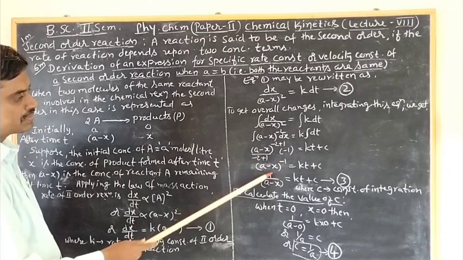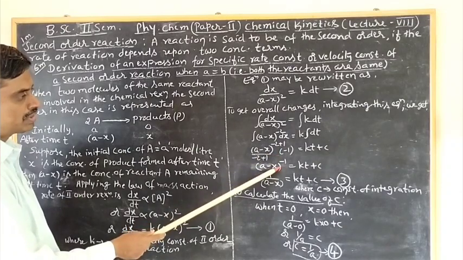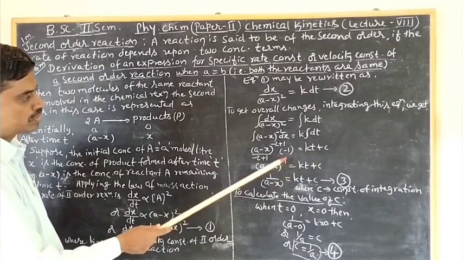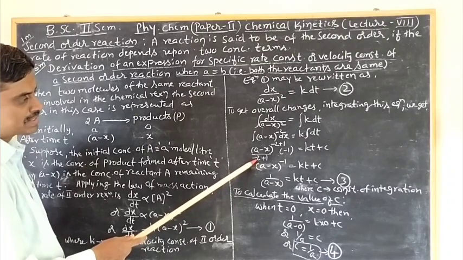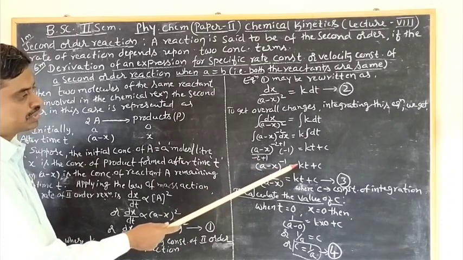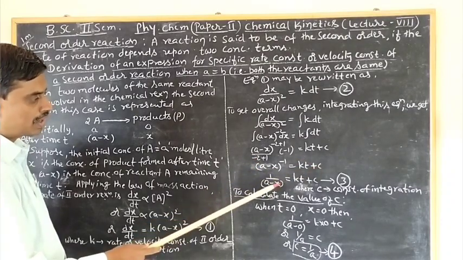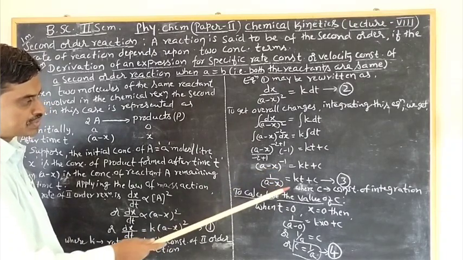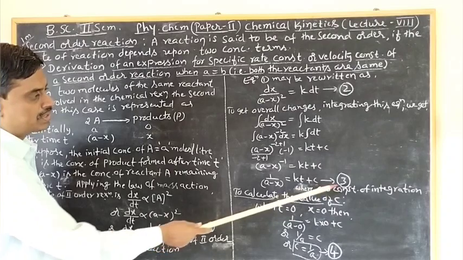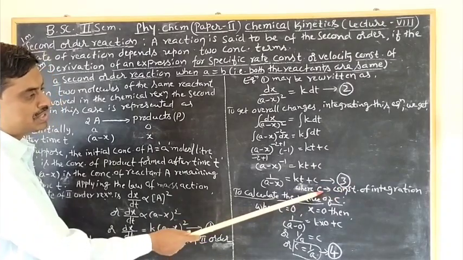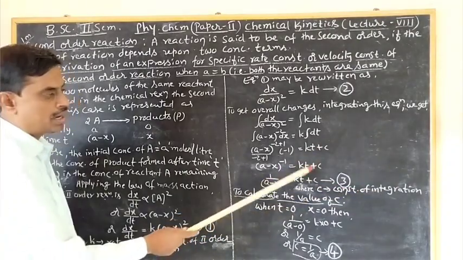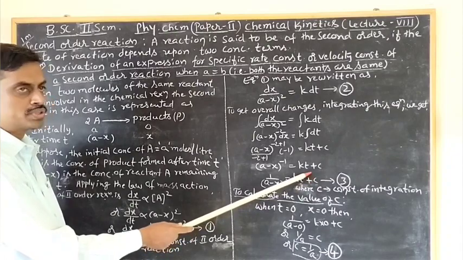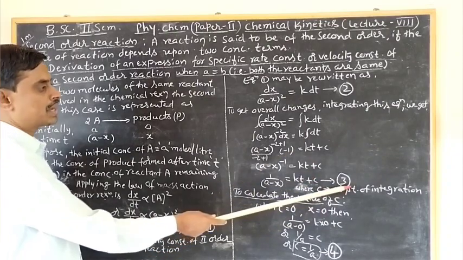So you can simplify this. (a minus x) to the power minus 1 is equal to, so this minus 1 gets cancelled, total sign is positive, is equal to kt plus c, or you can write this in the form of this also, 1 by (a minus x) is equal to kt plus c, equation number 3, where this c is called constant of integration. After doing this integration process, you have one constant, so it is called constant of integration.